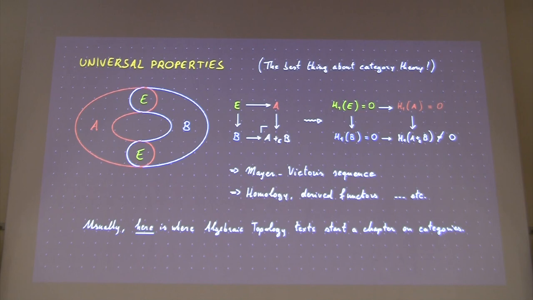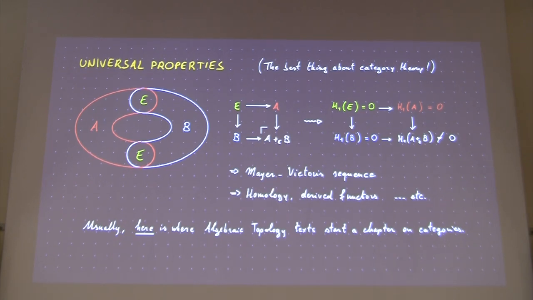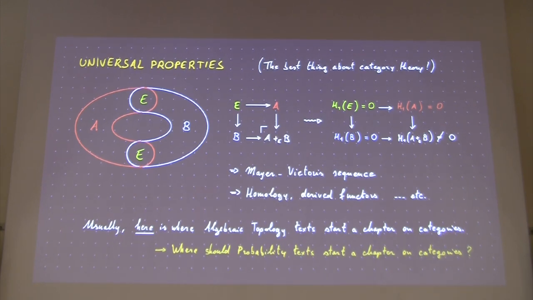So the question is, right, at what place in a probability textbook should one stop and start a chapter on categories? Okay?